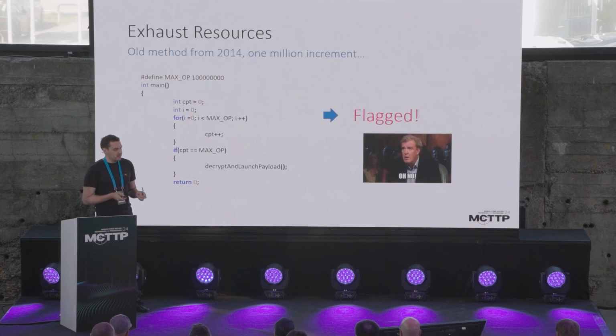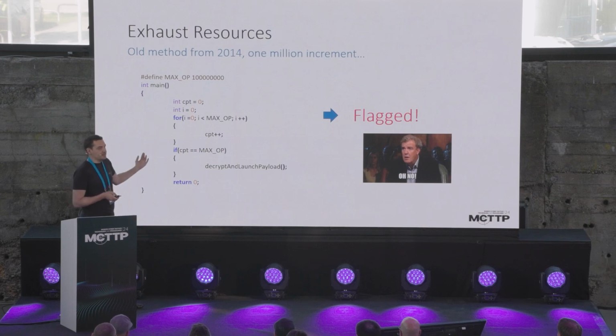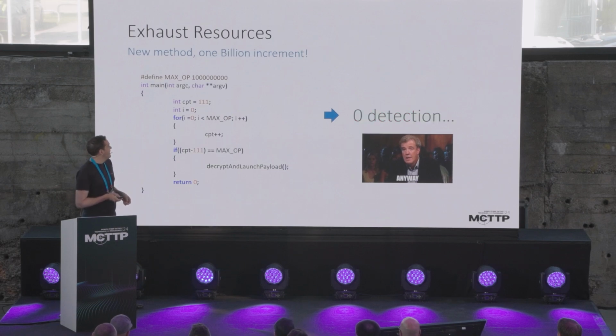So one that I used 10 years ago was just to iterate 1 million times on a variable before calling a decryption and launching the payload. This used to bypass every antivirus 10 years ago, and now it's flagged. So can you guess what I did? Well, I incremented 1 billion times instead. And now it's not detected. So I mean, I could end the talk here. This bypassed all the antivirus I tested.